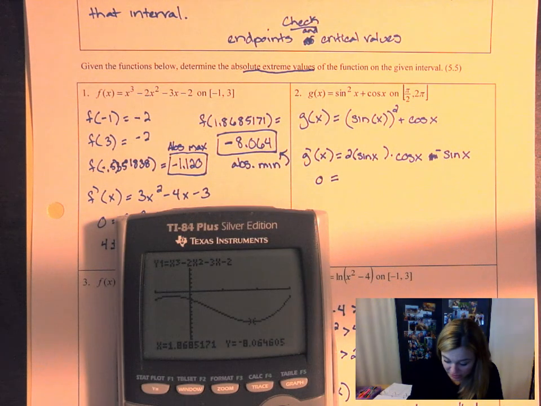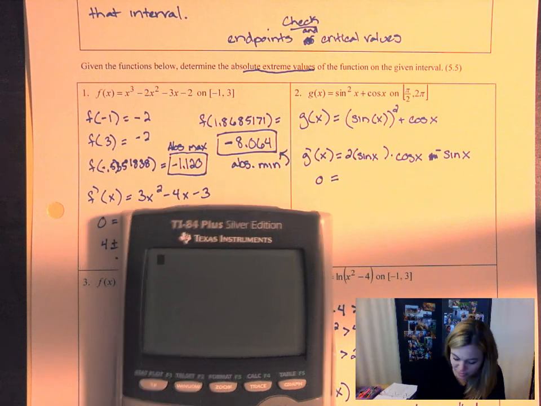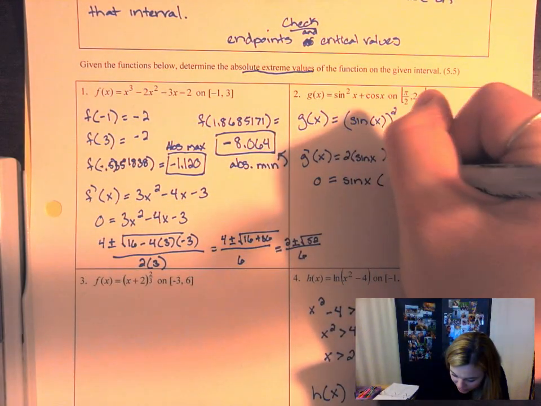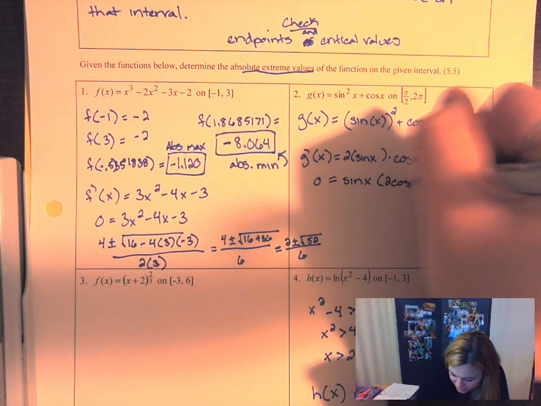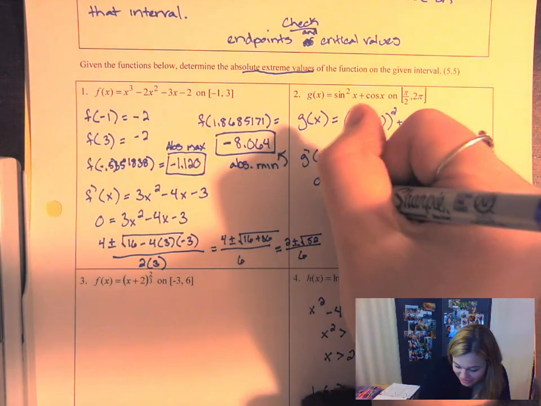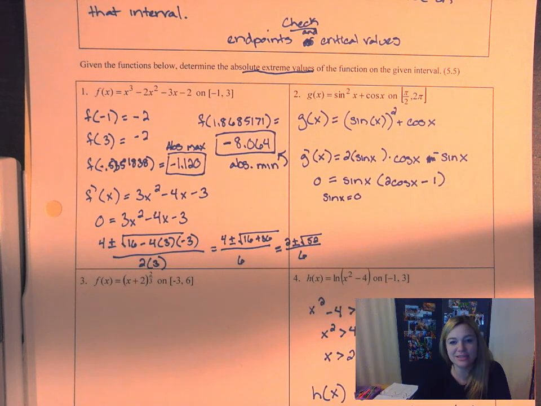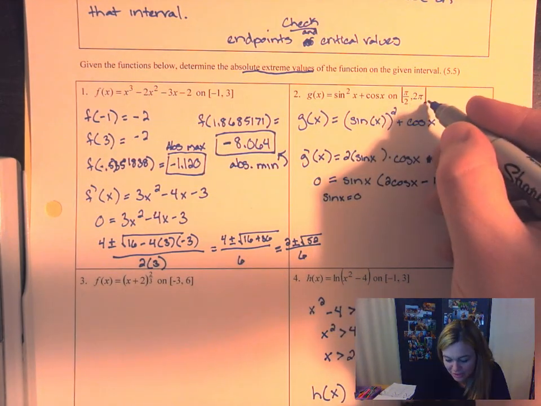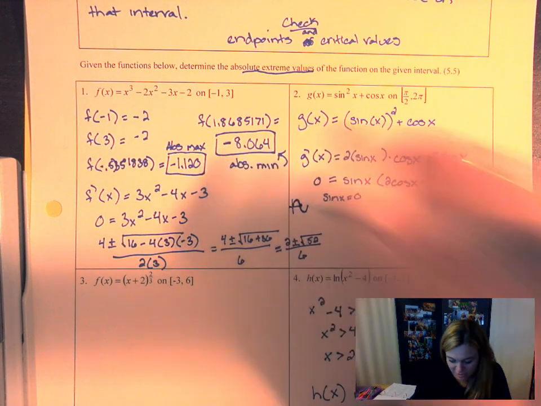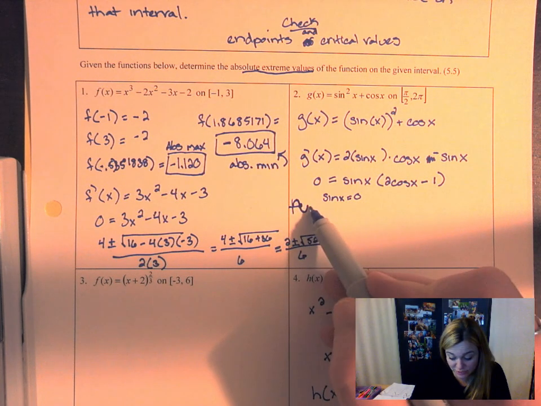I'm definitely going to use my calculator here, although I could factor out a sine. That wouldn't actually be too bad. Let's do that. If I factor out a sine of x here, I would get 2 cosine of x minus 1. I can set sine of x equal to 0. The places where sine of x is 0 between pi over 2 and 2 pi. When I think of sine, I think of this. Sine of 0 is 0. Sine of pi is 0. Sine of 2 pi is 0.